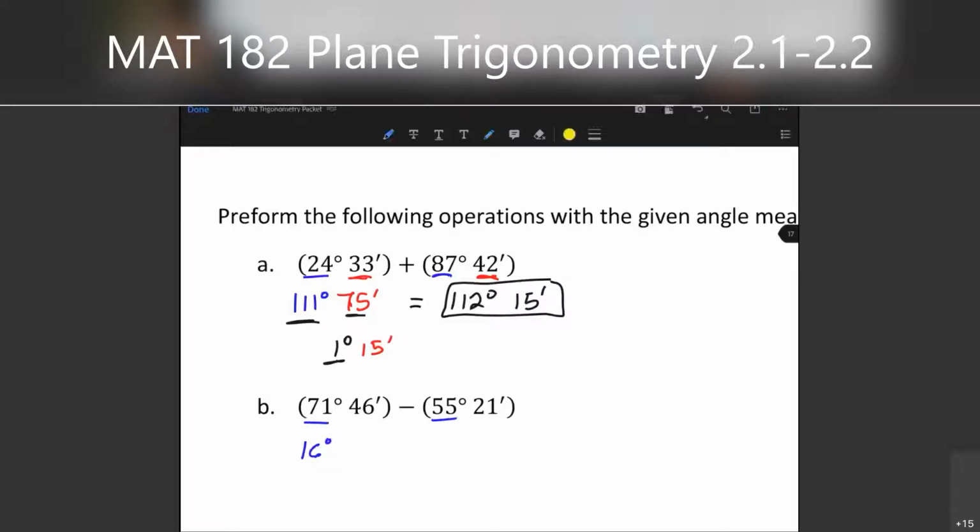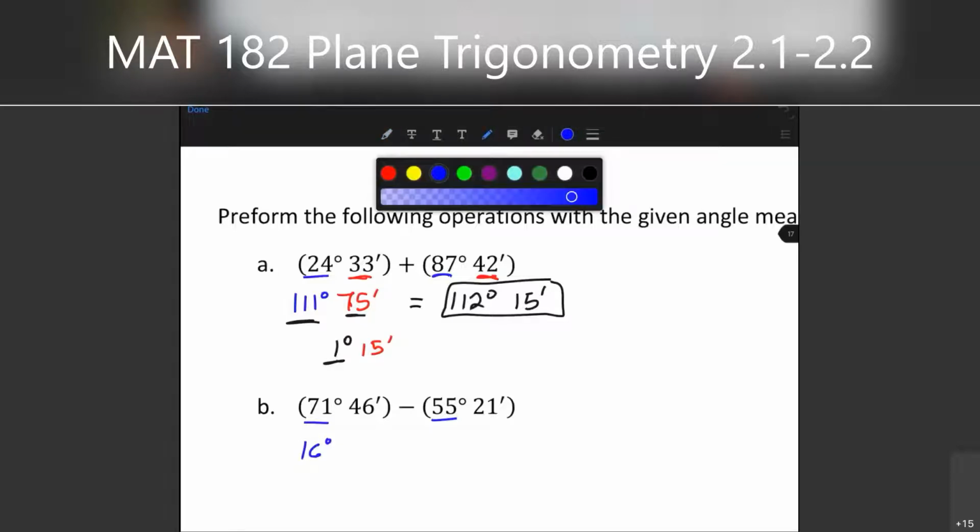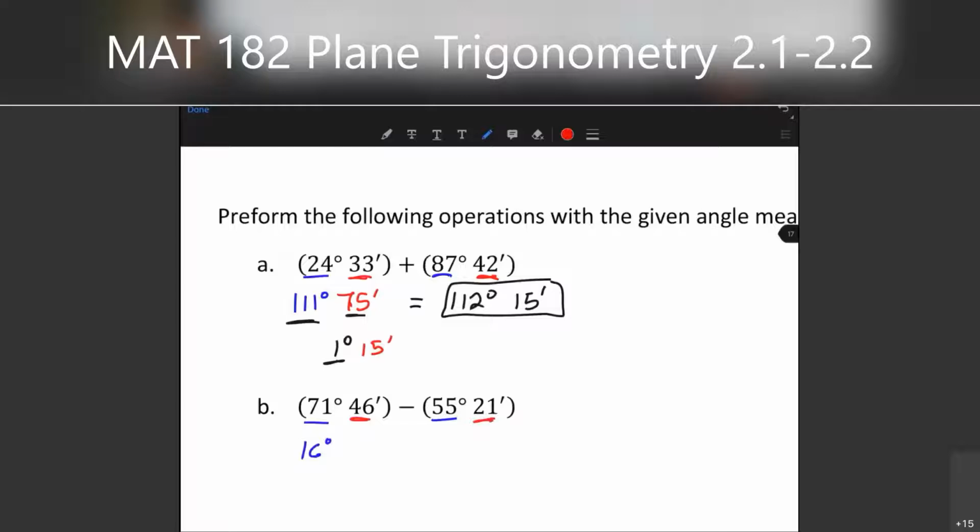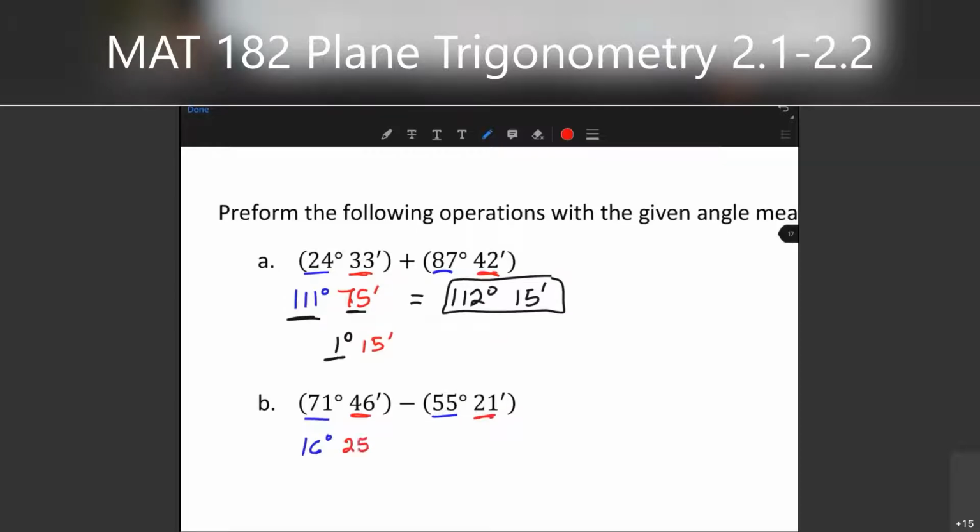And if we take a look at the fractional minutes here, subtracting those, 46 minus 21, I think you'll find that to be 25 minutes. So there we have it, 16 degrees and 25 minutes. And I think that would be our final solution. So we can leave it just like that. Be good to go.